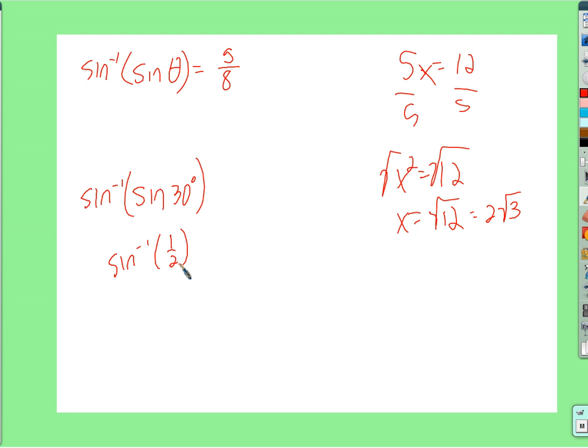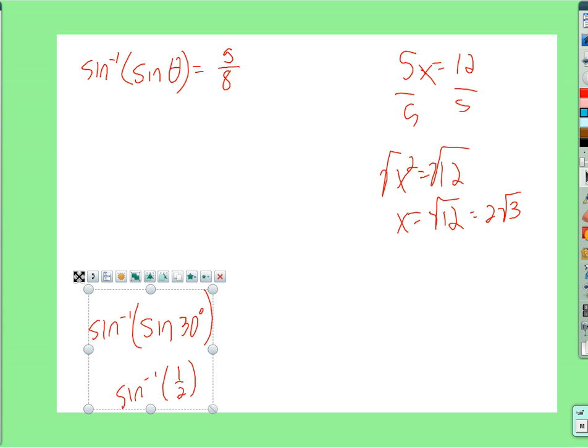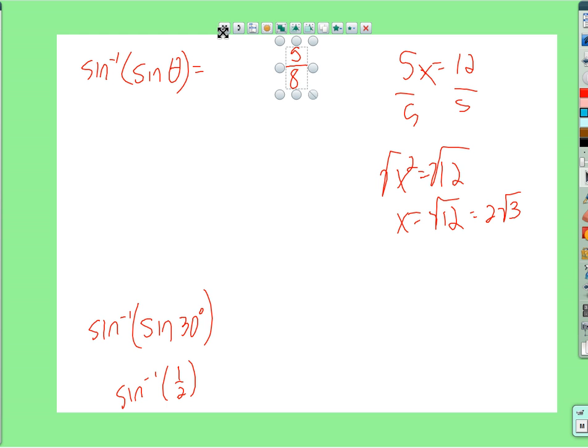So I'm going to talk about a problem with this, but there is an issue going on. But for the purposes of this problem, let's just take the inverse sine of both sides. We'll do the same thing on both sides. We're looking for an angle that has a sine of 5/8, so we'll take the inverse sine of 5/8. What's theta?